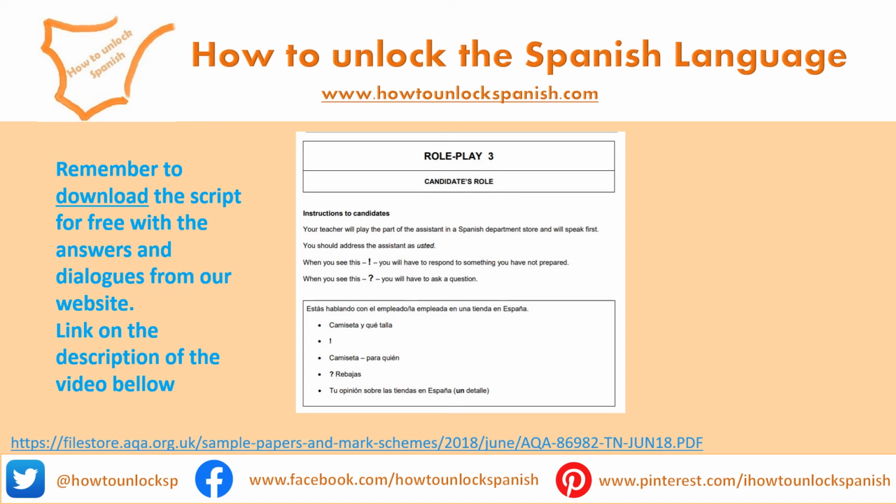¿Para quién es la camiseta? La camiseta es para mi madre. ¿Hay rebajas? Sí, ahora hay rebajas. ¿Qué piensa de las tiendas en España? Pienso que las tiendas en España son baratas.